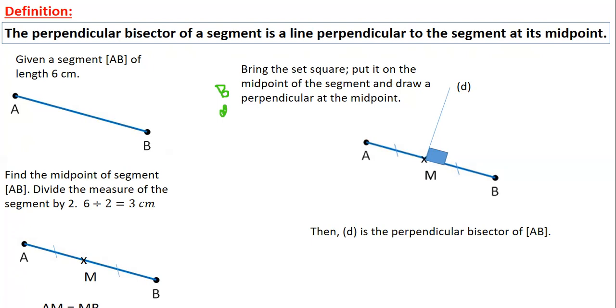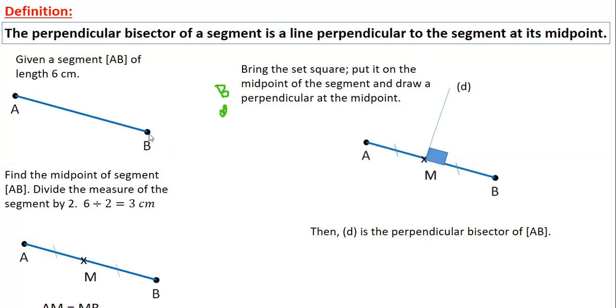To draw any perpendicular line, we should use the set square ruler that I showed you at the beginning of the lecture. Let me give you an example of how to draw the perpendicular bisector of a segment. Also, this definition should be memorized. Given a segment AB of length 6 centimeters, I draw a segment AB, A at the beginning and B at the end, using the long ruler. It is 6 centimeters. Now, I want to draw the perpendicular bisector of segment AB.